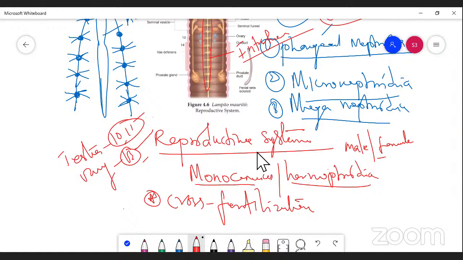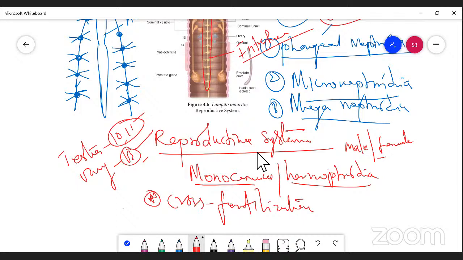What is the meaning of protandrous? The sperm develops earlier than the ova. Yes, the male reproductive organ, the testes, produces sperm earlier than the production of ova. Yes, good. Right. Second question.